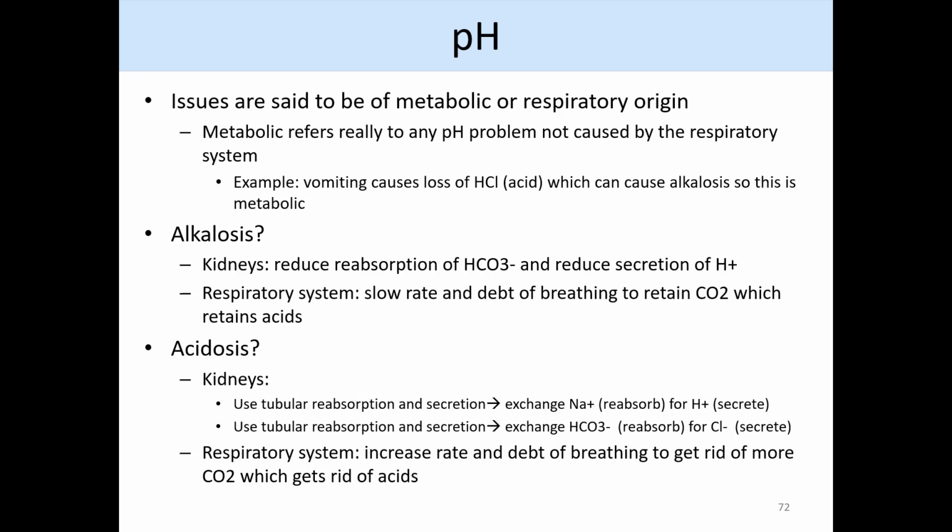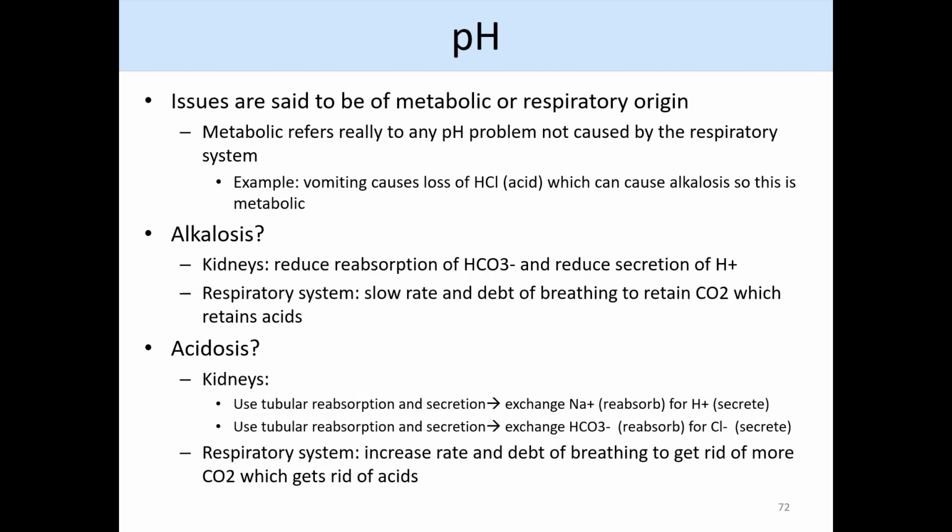With alkalosis, the blood pH is too high. If the pH is too high, one of the problems can be that we have too much bicarbonate. So we can stop reabsorbing bicarbonate at the level of the kidney. We can also reduce the rate that we're secreting hydrogen ions. And by reducing secretion of hydrogen ions, we'll retain those hydrogen ions in the blood, helping lower pH back to normal.